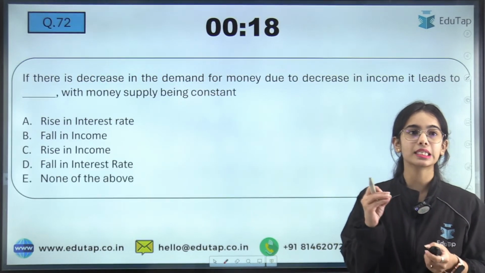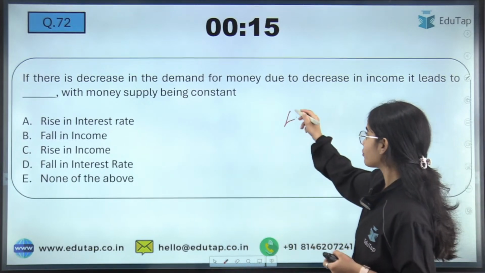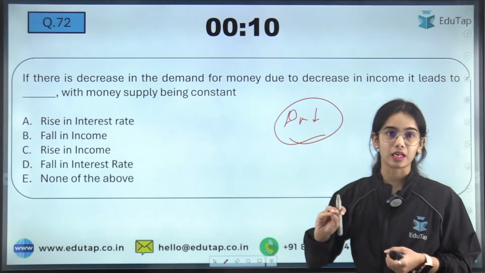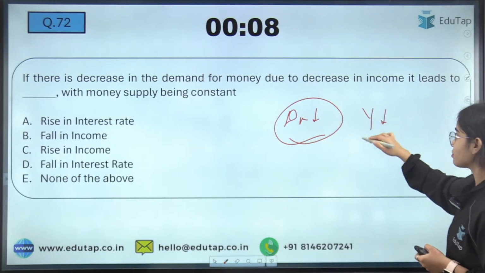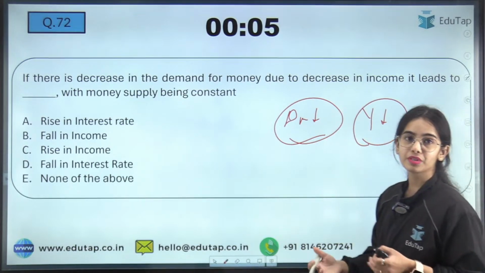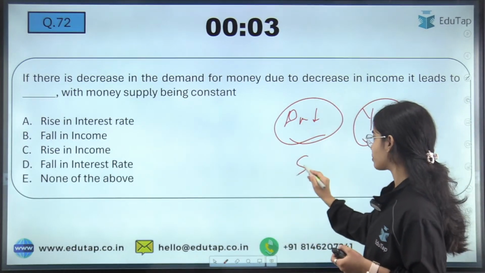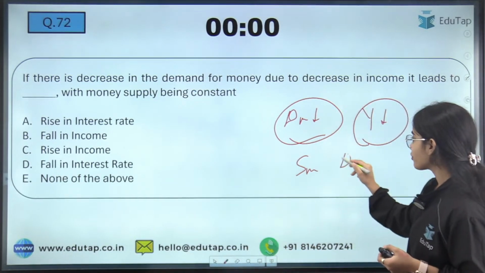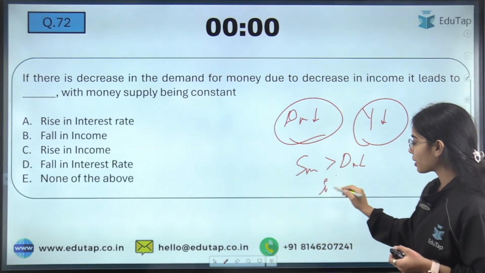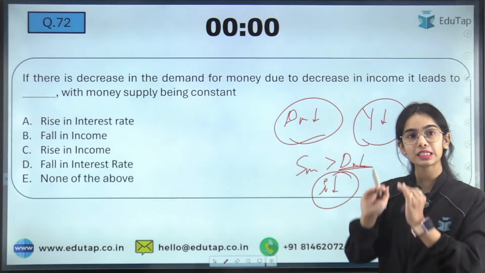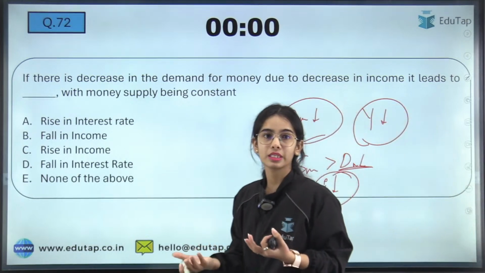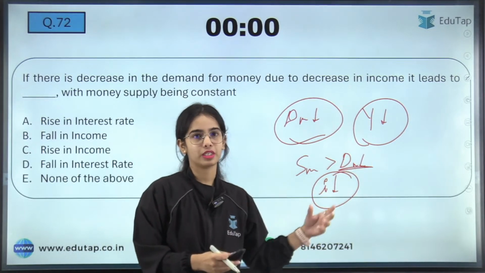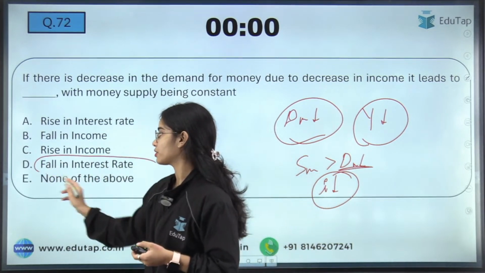Next is, if the demand for money is decreasing due to a decrease in income, what will happen to the rate of interest? Simple idea: with the supply of money, if your demand for money is decreasing, that means the supply of money is greater than the demand for money. So the interest rate will decrease. Supply is greater than demand, so here the answer is a fall in interest rate.